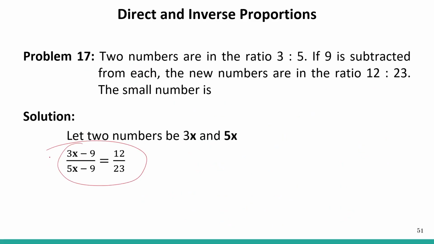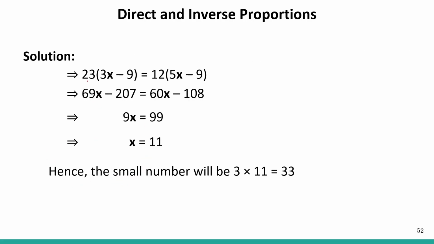So this is how we did it. 12 by 23, now solving this algebraically. 23 into 3x minus 9 is equal to 12 into 5x minus 9. So 69x minus 207 is equal to 60x minus 108. So 9x is equal to 99. So we arrived at x is equal to 11.